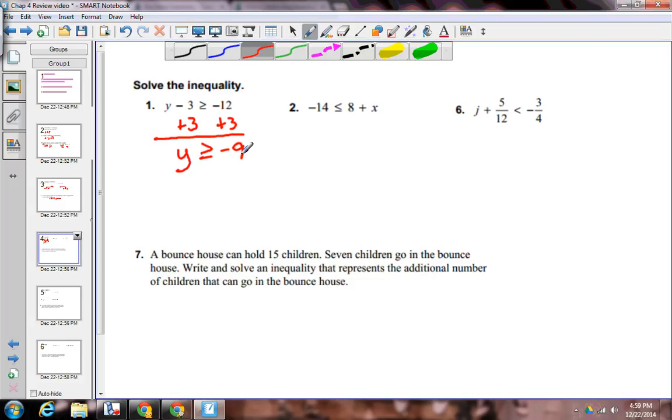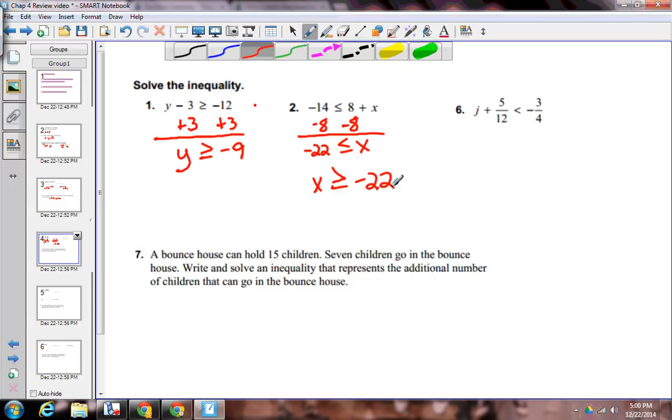And that's it. We can always check our answer and try a number that's greater than -9, like 0, and put it into the inequality, and we would see that that's a true statement. Okay, moving on to number 2. To get x by itself, we have to subtract 8 from both sides. So on the left, we have negative 22. Bring down your symbol. And what we have left on the right is x. And it might be better to rewrite that with x on the left side, and it's greater than or equal to negative 22. And we're done.